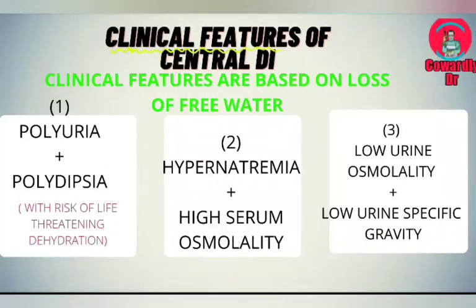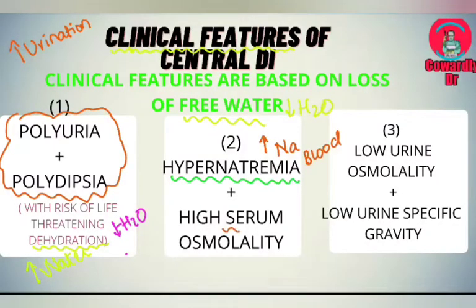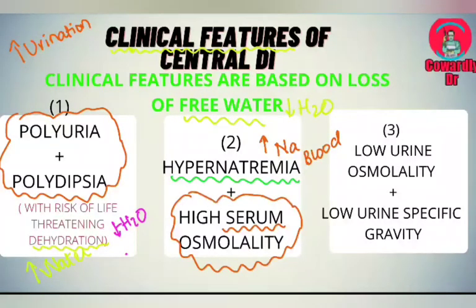Now we will discuss the clinical features of diabetes insipidus. The clinical features are based on the loss of free water due to excessive urination. So the first clinical feature includes polyuria and polydipsia. It means that a person is drinking a lot of water, or he may be at risk of dehydration. Dehydration means loss of water. The second clinical feature includes hypernatremia, in which the sodium concentration increases in the blood and the serum is concentrated, so there would be high serum osmolality. Since the person is urinating a lot, he has low urine osmolality as well as low urine specific gravity.